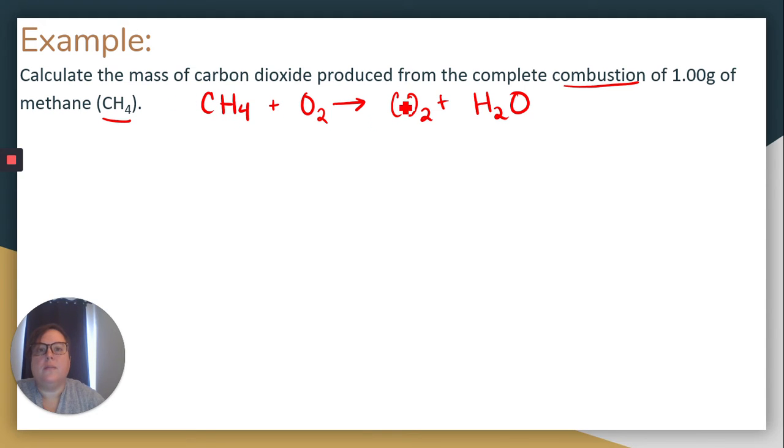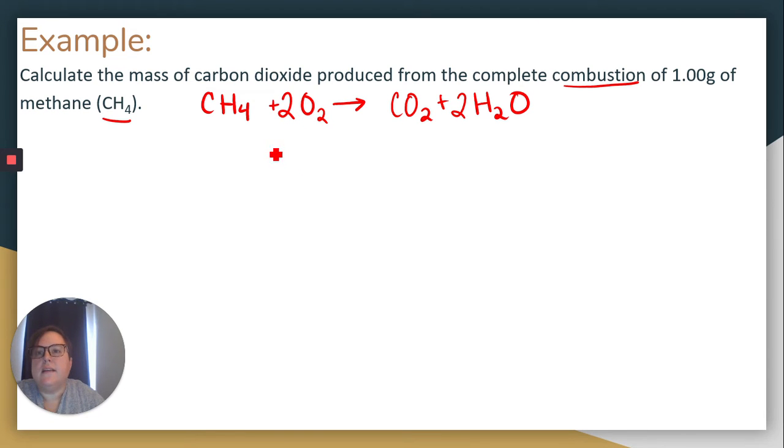So we have 1 carbon, 4 hydrogens, 2 hydrogens, so we're going to multiply by 2. 2 oxygens, and on this side we have 2 plus 2 oxygens. So we have 4 oxygens on the product side, so we would need 2 there to make 4.